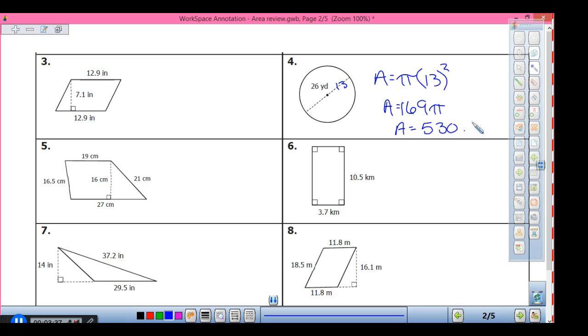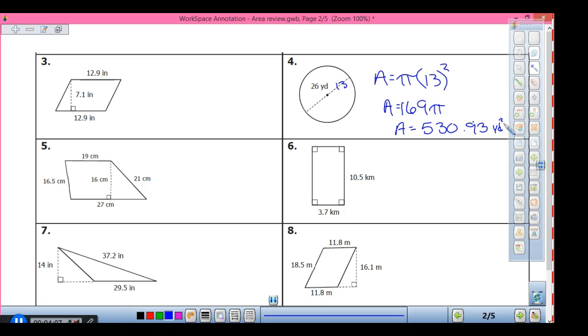530 point what? 530.93, and I heard 66? 93? What am I labeling it? Yards squared. Yep. All right. Number 5 is where I think that we might need a little bit of review on what figure is number 5. And it's not a parallelogram. Not all my sides are parallel.